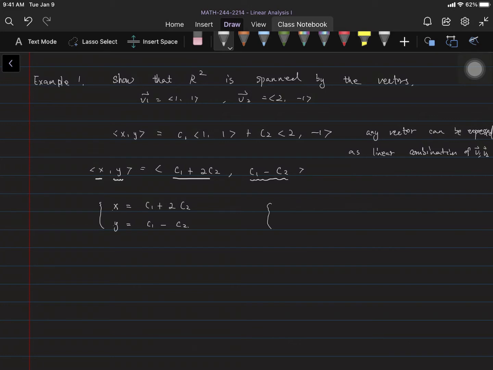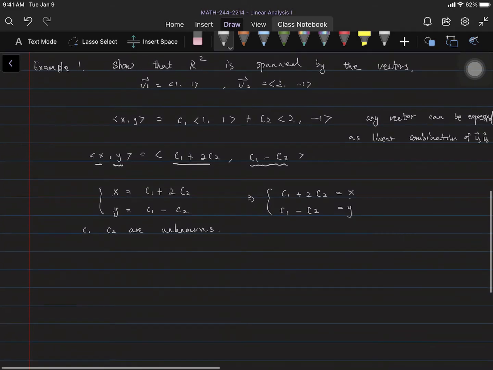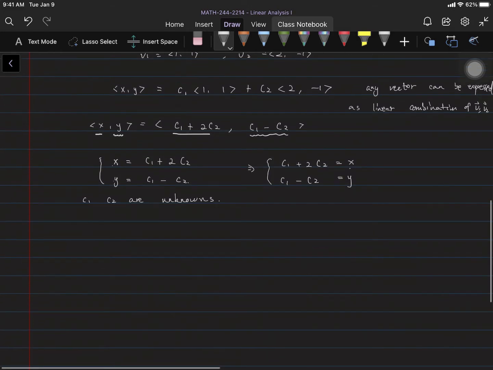I'm going to rewrite this a little bit, just to change the left side and the right side of the equation. So I'm going to write it this way: C1 minus C2. They're the same thing, same equation, a linear system, right? So you can see here we have a linear system with two unknowns. C1, C2 are unknowns. For any vector x, y, x and y can be given. I will show you later, okay? We just want to solve for C1, C2.